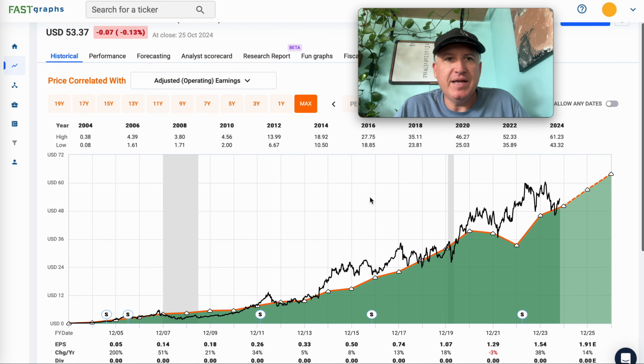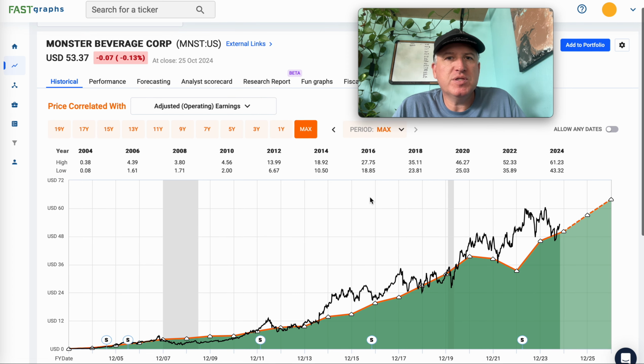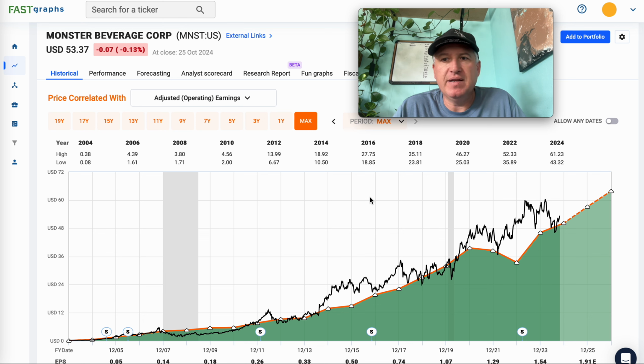So just a side note, for those folks who are really super attracted to dividend investing, it's worth going back and looking at Monster Beverage's record compared to Coca-Cola's during this time. Monster hasn't paid a dividend, so if you had to have a dividend or income, you would have avoided Monster.